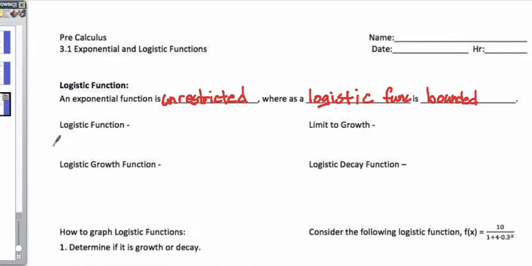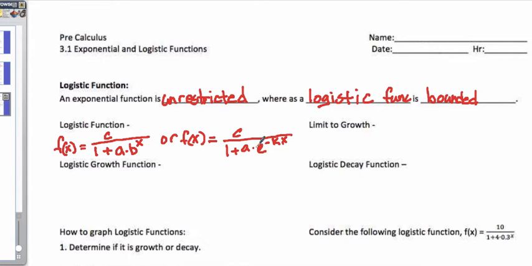So what does this function look like? Okay, I have two functions here. Make sure you take the time to write these down correctly. One where the base is b and one where the base is e. And when I have a base of e, I have to get the k in there because that's going to tell me whether it is a growth or decay. So what is my limit to growth?